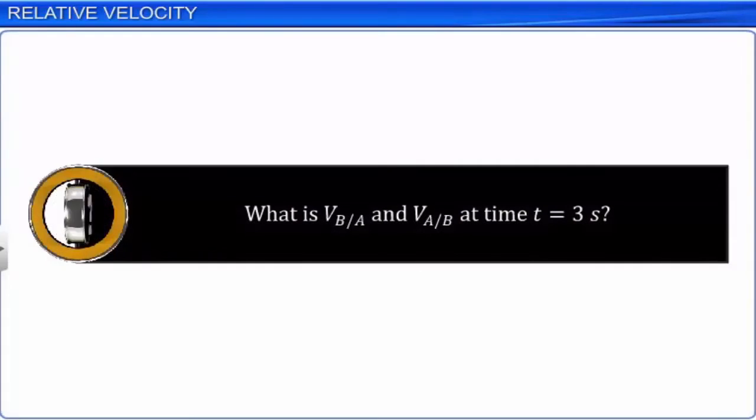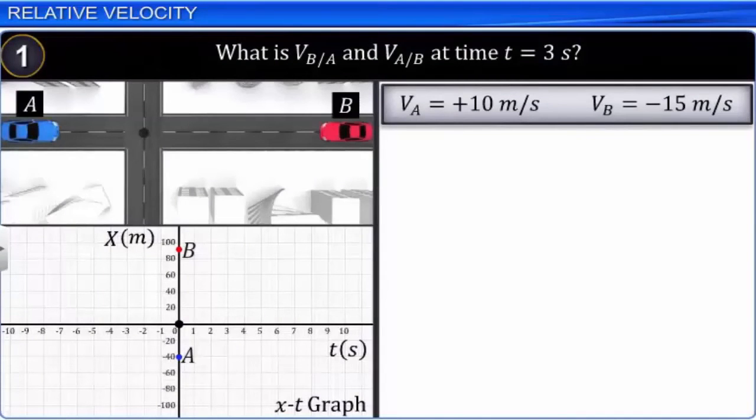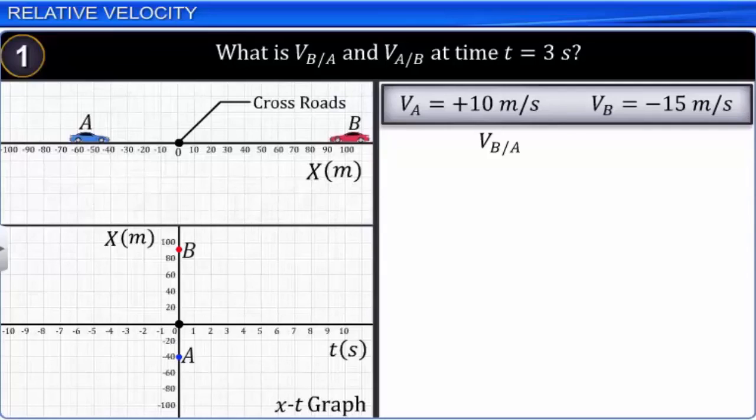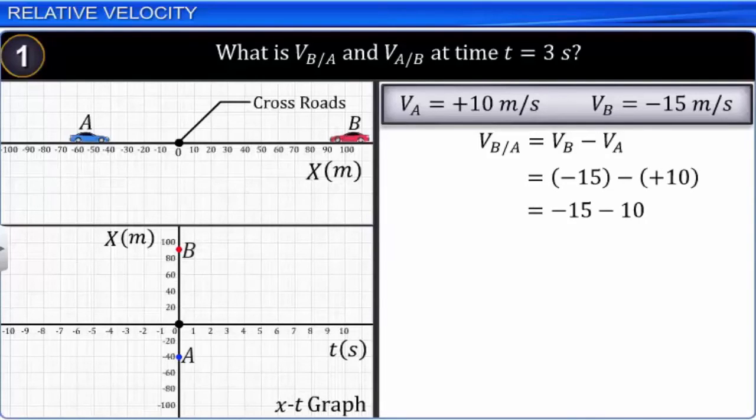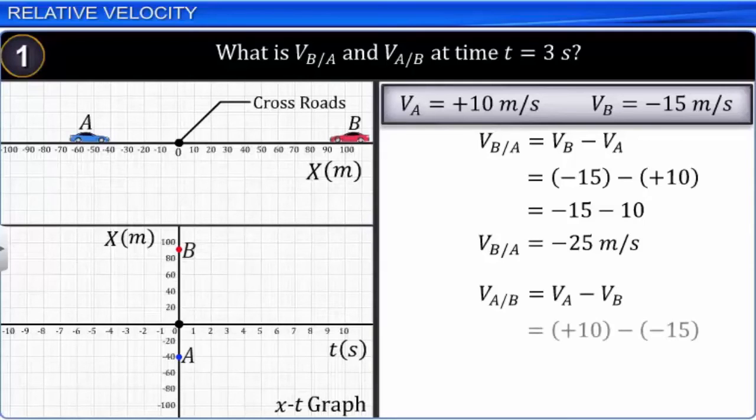1. What is V_B by A and V_A by B at time t equal to 3 seconds? V_B by A is equal to V_B minus V_A. By substituting and simplifying, we get V_B by A equal to minus 25 meters per second. Similarly, V_A by B is equal to V_A minus V_B. By substituting and simplifying, we get V_A by B equal to plus 25 meters per second.